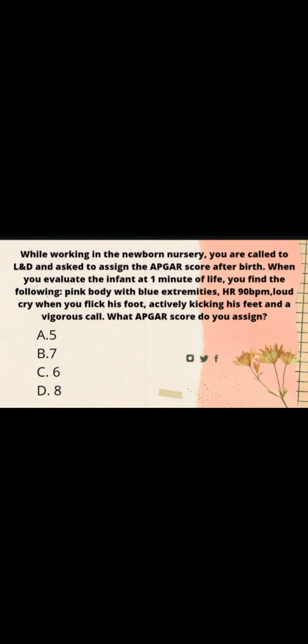While working in the newborn nursery, you are called to L&D and asked to assign the Apgar score after birth. When you evaluate the infant at 1 minute of life, you find the following: pink body with blue extremities, heart rate of 90 beats per minute, loud cry when you flick his foot, actively kicking his feet, and a vigorous cry. What Apgar score do you assign this patient?